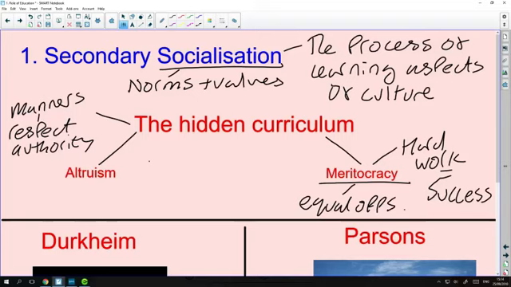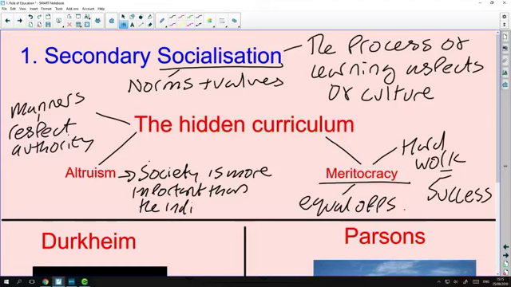If I give you 10 seconds to have a quick chat to see if you remember, and then we'll feed back. 10 seconds, please. Off you go. Okay. So let's do it then. So what does altruism mean? Freedom. All right. That society is more important than the individual. All right? And schools teach us those things.